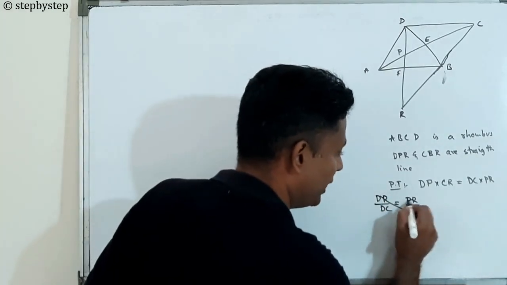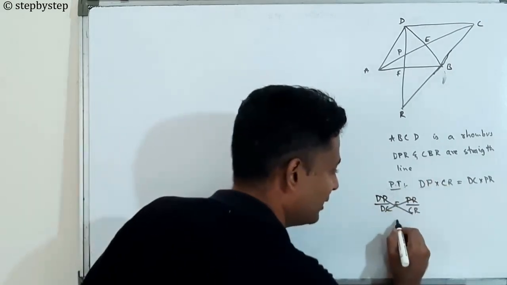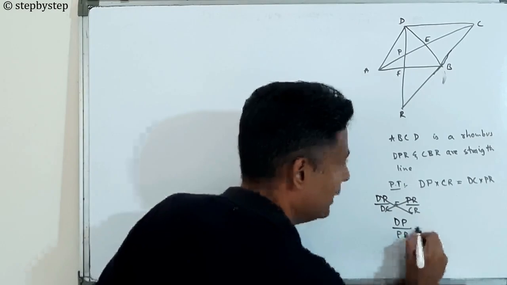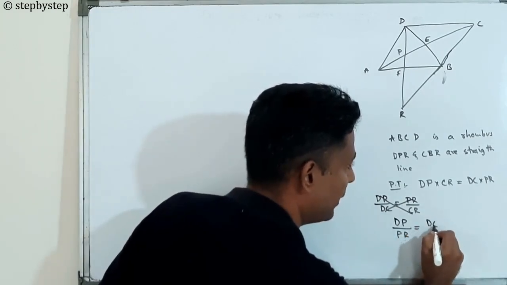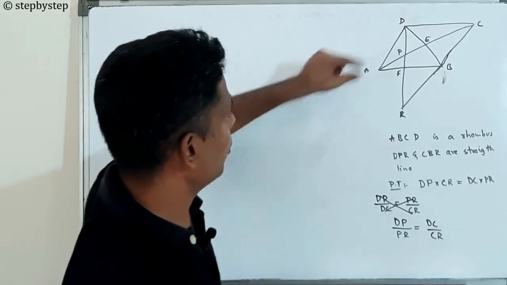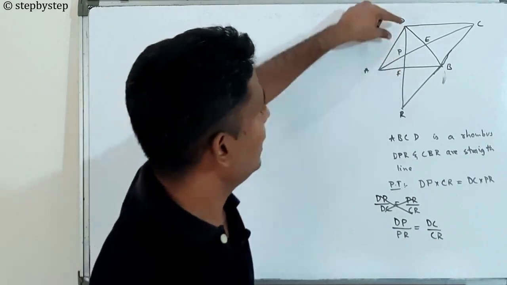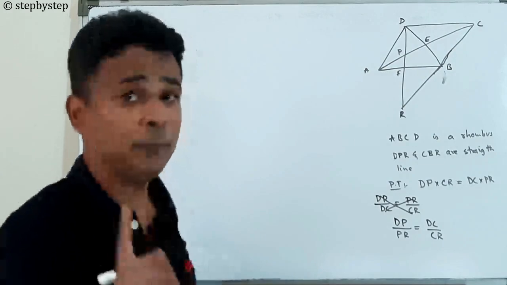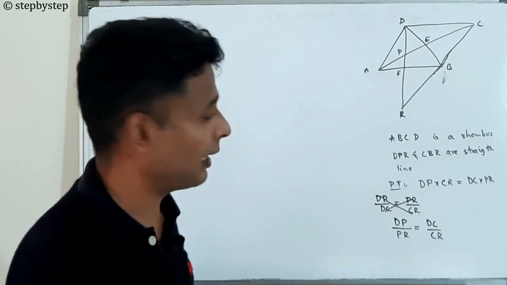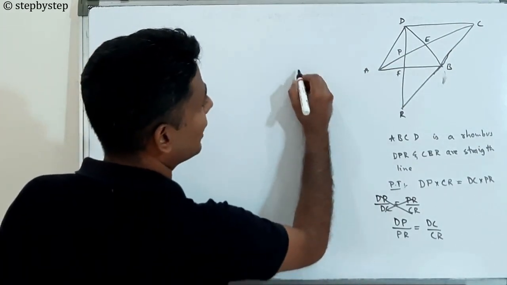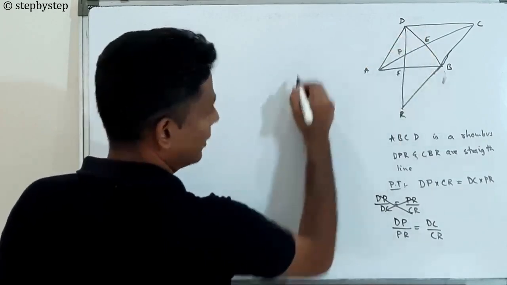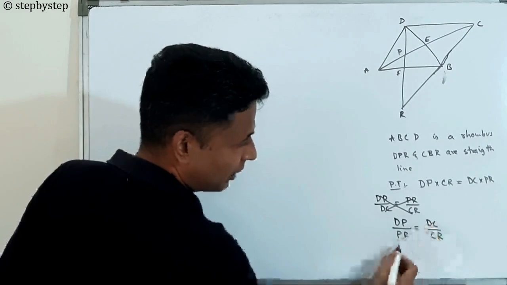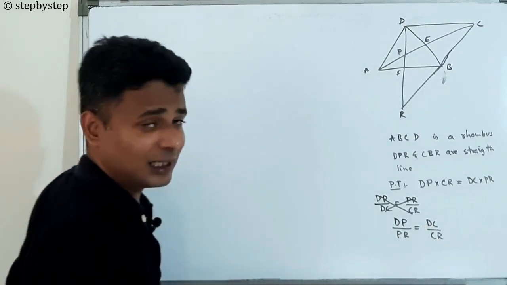So it cannot be this. So what is the other thing? DP by PR equal to DC by CR. Now these two can be part of two different triangles. Which are they? DP and PR. Now DP and DC are in the same triangle and these two are in the same triangle, right?